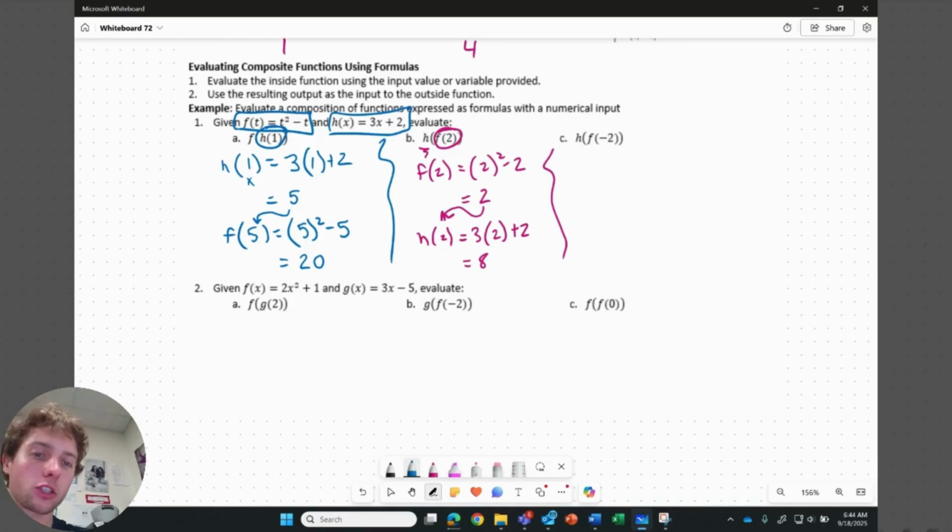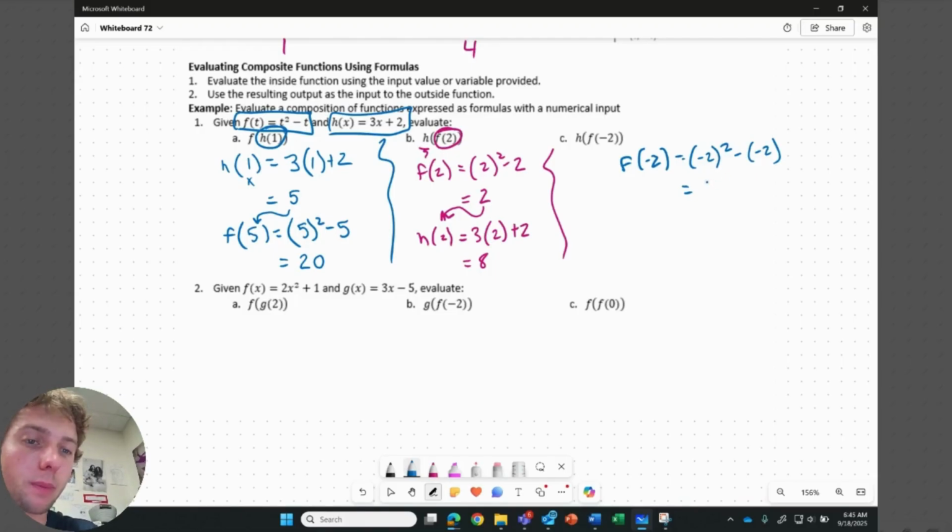Going through checking answers now. Let's see what I get. Careful when you plug this one in. Negative 2 squared is positive 4. Negative makes that a positive, so you do get a 6 here. And then we're plugging that into h. And that, I believe, gives us 20.